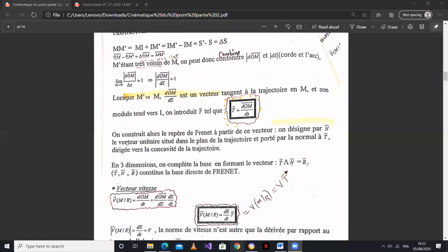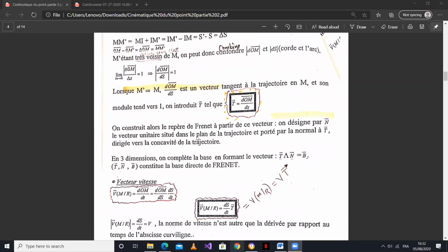And then they're telling us, on construit alors le repère de Frenet à partir de ce vecteur. On désigne par N le vecteur unitaire situé dans le plan de la trajectoire et porté par la normale à T. I told you normal to T is like perpendicular to T. And we saw from the definition of N that it's directed in the direction of the concavity, like it's going inside the curve, dirigé vers la concavité de la trajectoire. From the picture I sent you, you can see the direction in which N is going.